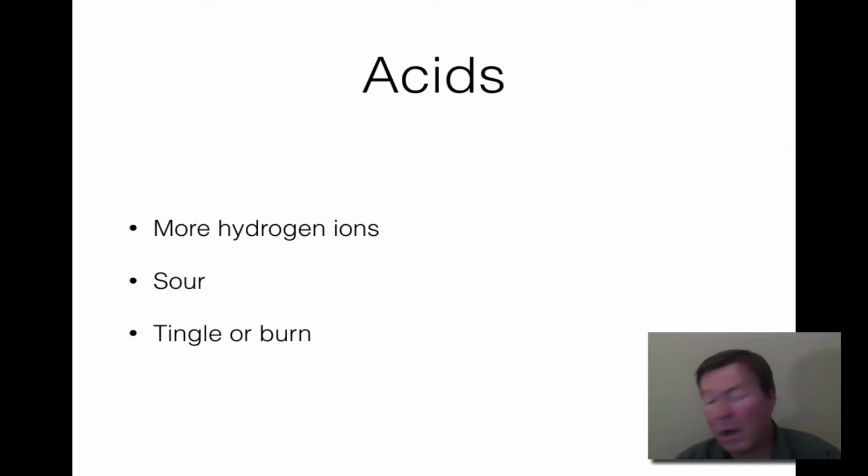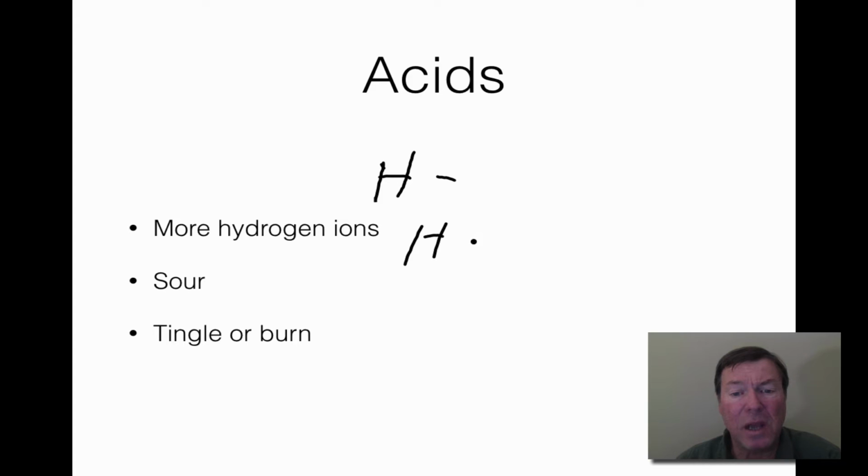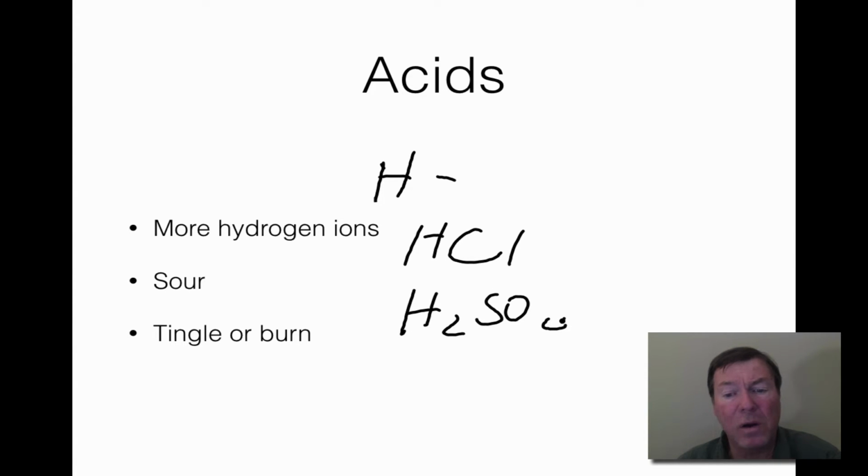Acids are solutions that have more hydrogen ions than hydroxide ions. The hydrogen ion is anything that starts with an H, like HCl is hydrochloric acid, or H2SO4 is sulfuric acid. They both start with the letter H in the chemical formula.